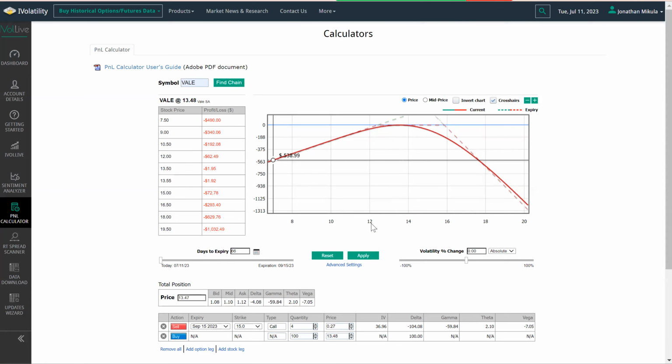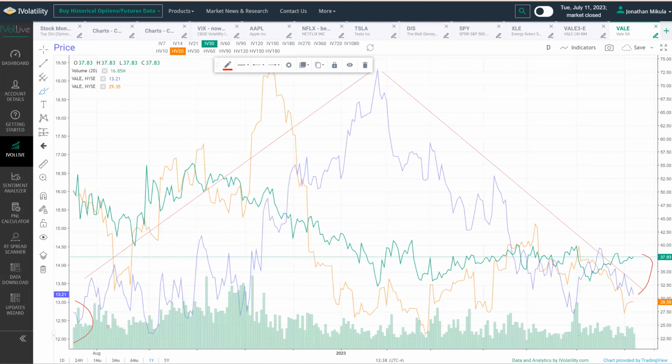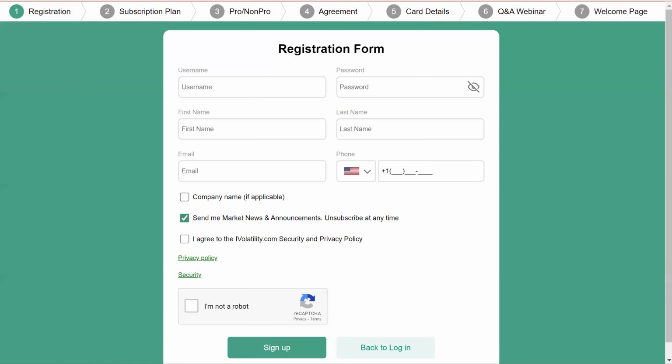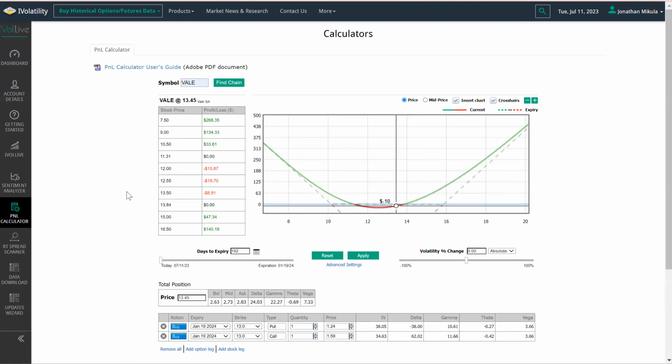Let me move my scroll bar here. And I prepared a couple different scenarios. Let me just pull that up real quick. So here I prepared a straddle trade, right? So a straddle is simple. Basically, we have the same strike price, the same expiration. It's just we have a put and we have a call.